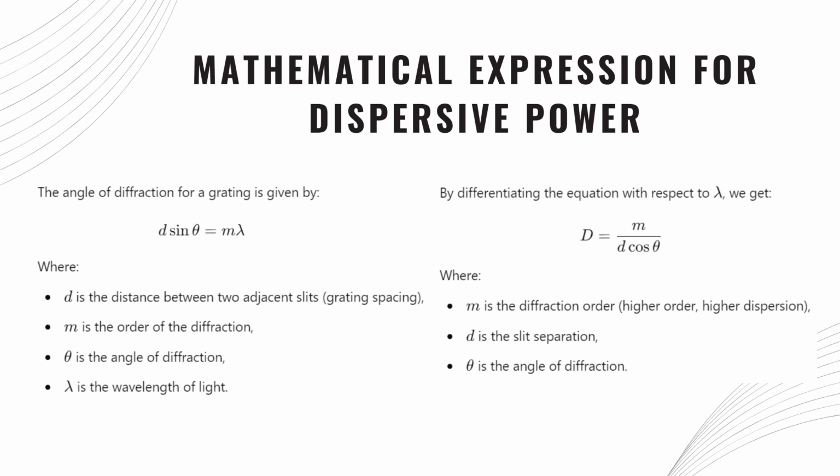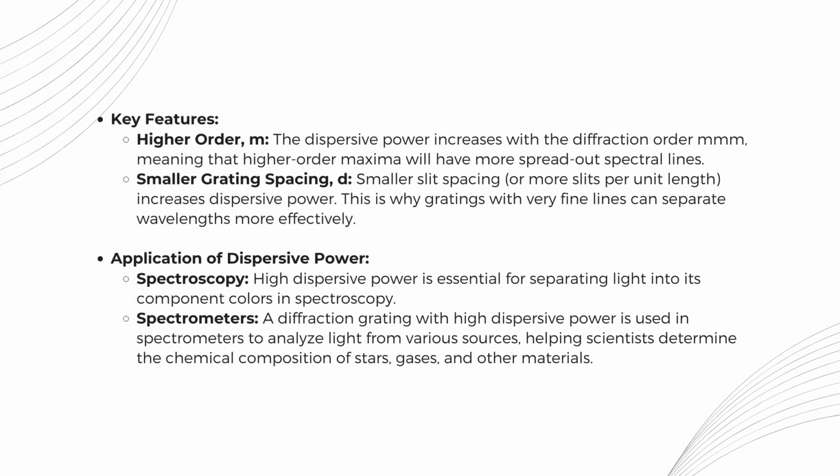By differentiating the equation with respect to lambda, we get D equals m divided by d cosine theta, where m is the diffraction order, higher dispersion. d is the slit separation. Theta is the angle of diffraction. Key features are higher order, m.